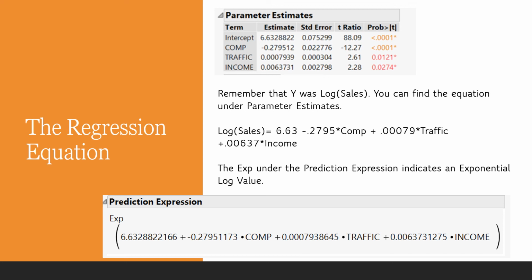Other times I could also put in the prediction expression for you. If you see EXP, that's telling you this is an exponential log model. So we have predicted the log of sales with the formula you see here.